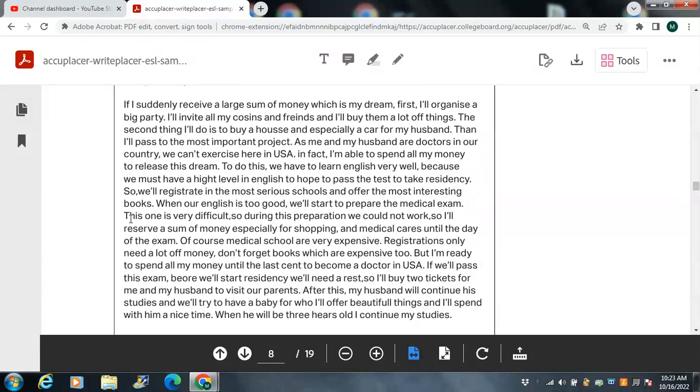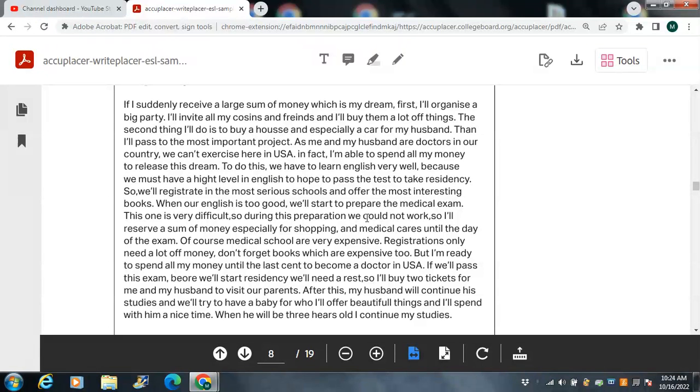Back to the next sentence. This one is very difficult. So during this preparation, we could not work, so I'll reserve a sum of money, especially for shopping and medical cares, until the day of the exam. And so in this case, this is a very long sentence, almost a run on. We've got a compound sentence because we've got the comma conjunction. Just need a space right between the comma and the S.